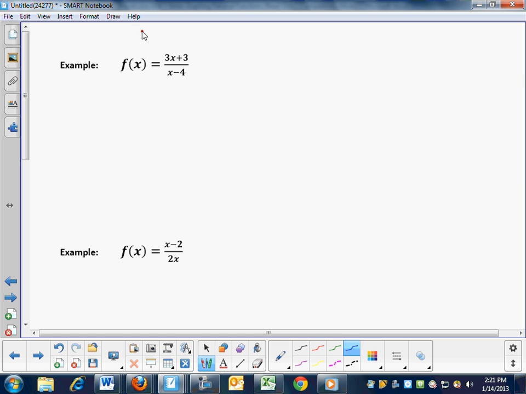I do 4 characteristics right away. I do vertical asymptotes. I do end behavior. I do x-intercept, and I do y-intercept. So every time I make these 4 boxes, because they tell me the important characteristics. Let's do the easy one first.